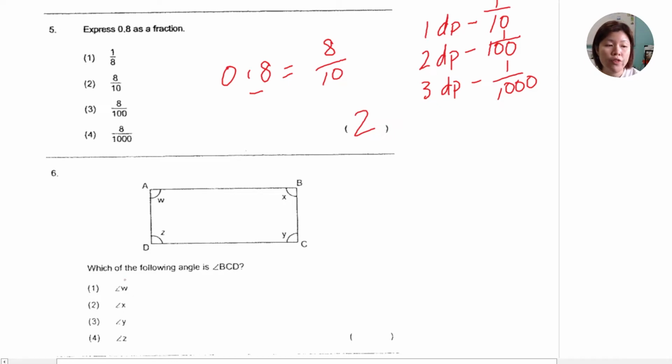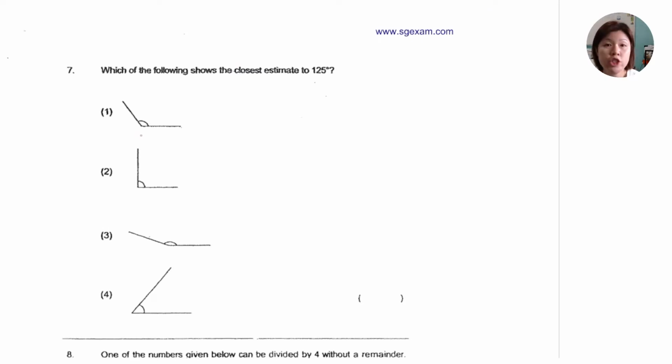Question 6. Which of the following angle is BCD? So when they ask for which angle, we always look at the middle one, which is angle C. So you look at B, C, D. So it's angle C. So when you look at angle C, it's actually Y. So Y is number 3. Okay, next is question 7.